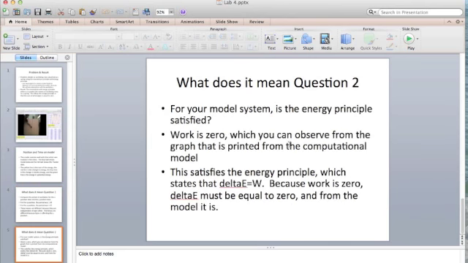For what does it mean question 2, I was asked, for my model system, is the energy principle satisfied? Work is 0, which you can observe from the graph that is printed from the computational model. And yes, this satisfies the energy principle, which states that delta E equals W. Because work is 0, delta E must be equal to 0, and from the model, we can see that it is.